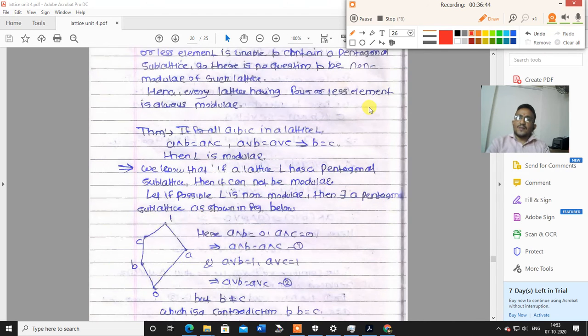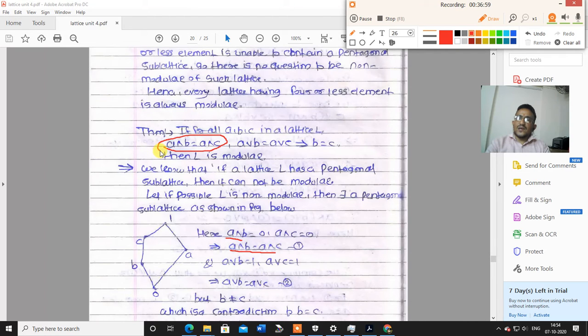From this figure, here आपण बघितलं, what is A meet B? A meet B is 0 and A meet C is 0. Therefore we can see that A meet B is equal to A meet C, this condition is satisfied.